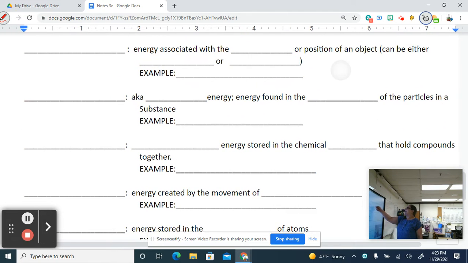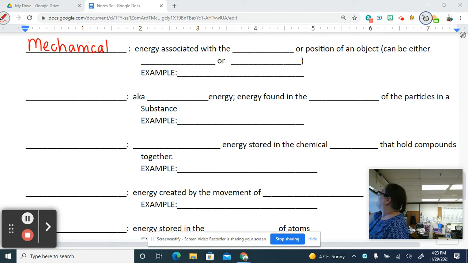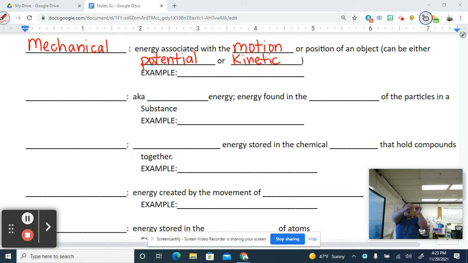All right, so now let's define them. First, we've got mechanical energy. And mechanical energy is the energy associated with the motion or position of an object. So it can be either potential or kinetic. So, for example, when I draw back my bow and arrow, that's potential. But when I let it go, that potential gets converted into kinetic. And they're both mechanical energy.